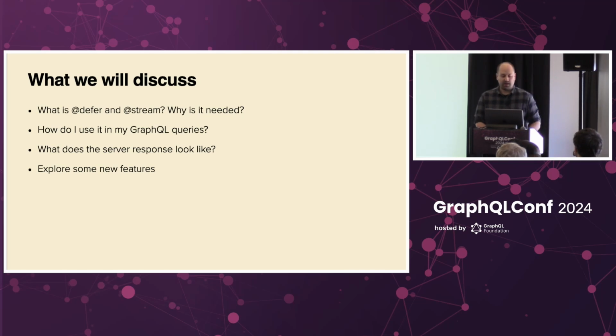So today I'm going to talk about defer and stream. What is defer and stream? Why do we need it? Why has the GraphQL working group and myself spent this time developing this? How can you use it in your queries? I'm going to go over in depth what the response to GraphQL queries containing defer or stream look like in our current spec draft. And then we're going to explore some of the features that you get with this response format.